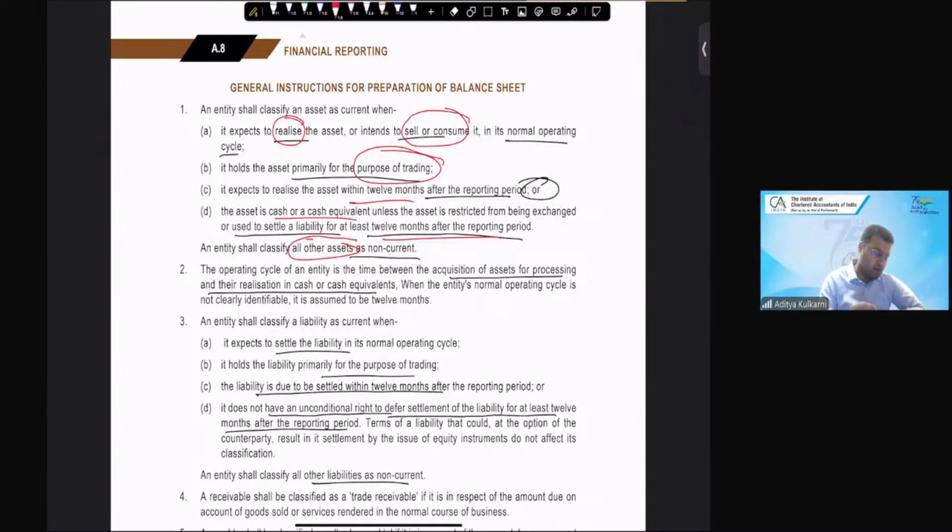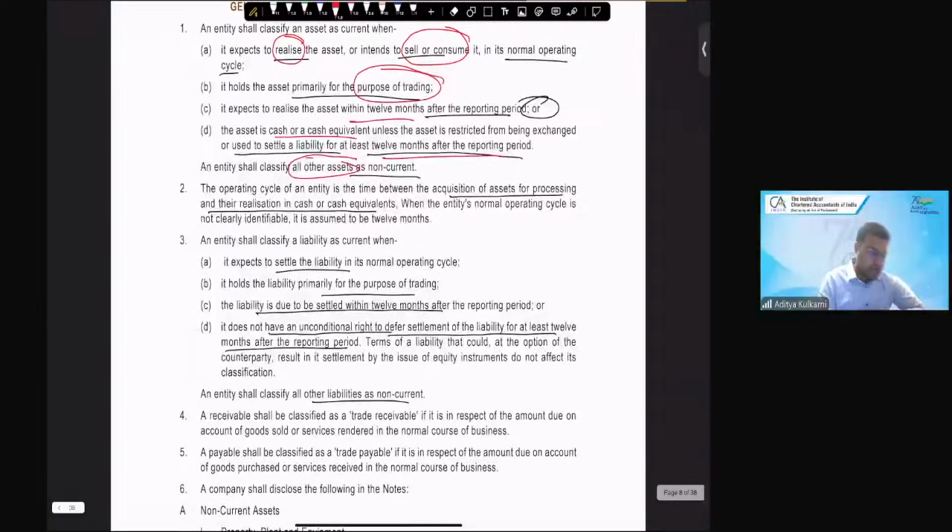Okay. The operating cycle of an entity is the time between acquisition of assets for processing and their realization in cash or cash equivalents. I think you would be fairly aware of this. Starting from procurement of inventory, conversion into finished goods, sale, realization of cash. That becomes your entire working capital cycle. Are we okay with this?